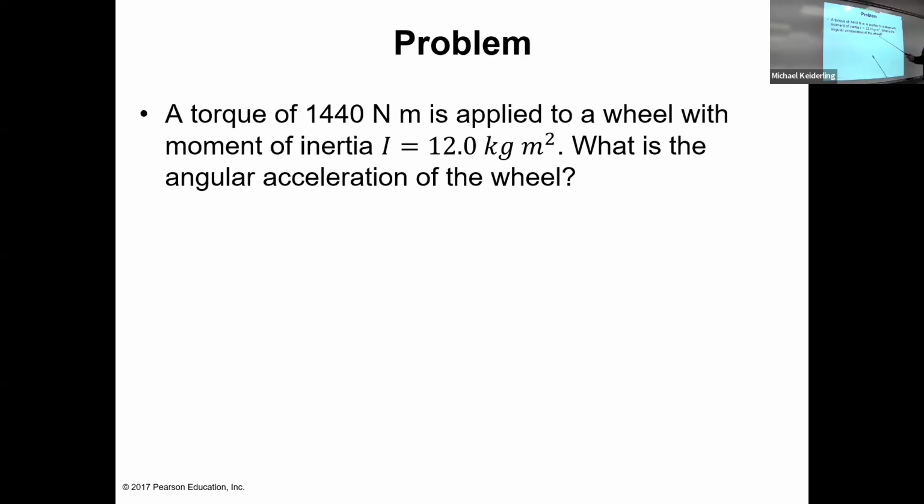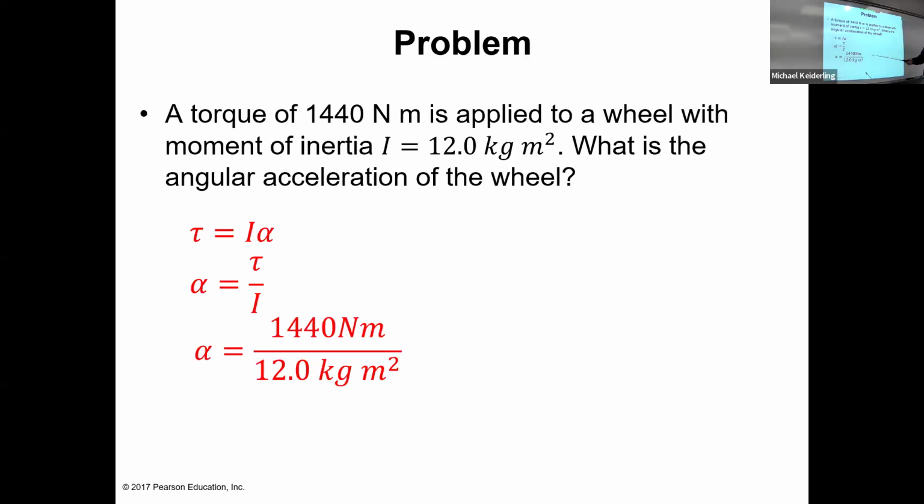So if a torque of 1,440 newton meters is applied to a wheel with a moment of inertia of 12 kilogram meters squared, what will the angular acceleration of the wheel be? Torque is moment of inertia times angular acceleration. So angular acceleration is torque over moment of inertia. So 1,440 newton meters divided by 12 kilogram meters squared gives us 120 radians per second squared.